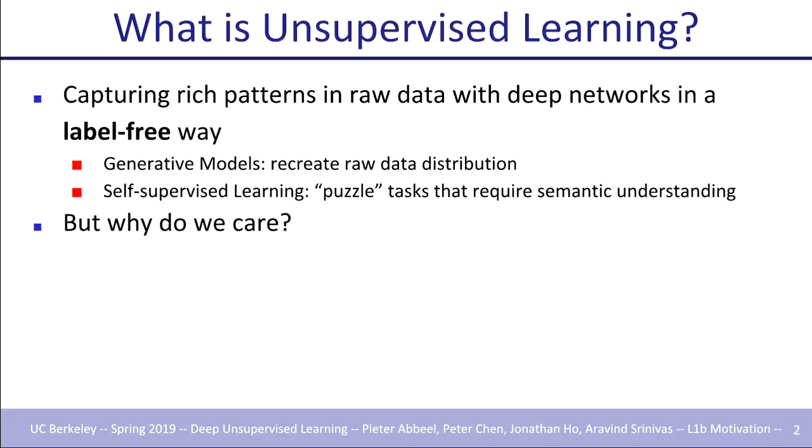So there are two general approaches to unsupervised learning. One is called generative models-based unsupervised learning, where we look at generating a probability distribution that models the data.